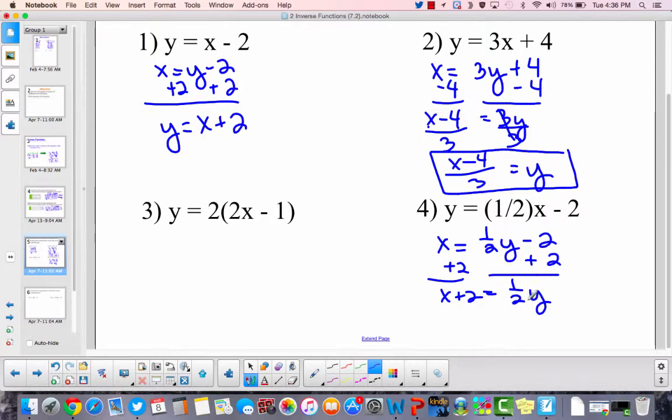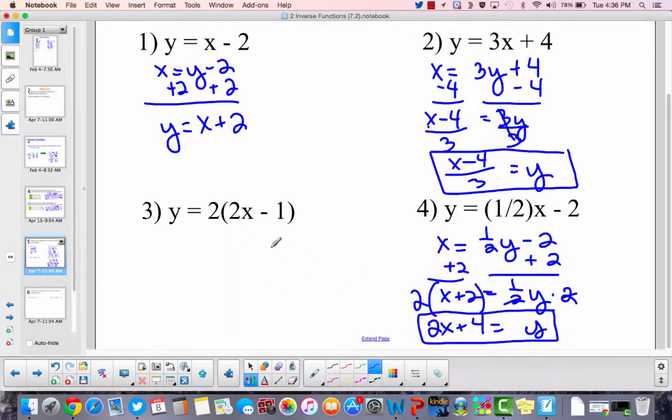Well, what is the opposite of 1/2? Or not, excuse me, what am I doing here? 1/2 is the same thing as dividing by 2. What's the inverse operation of dividing by 2? It would be multiplying by 2. If I do it to this side, I have to do it to this side, and I have to do it to everything, just like we did before. The 2's are going to cancel here, leaving me with a y, and I can distribute that 2 through. So I have 2x plus 4, and that's my inverse.